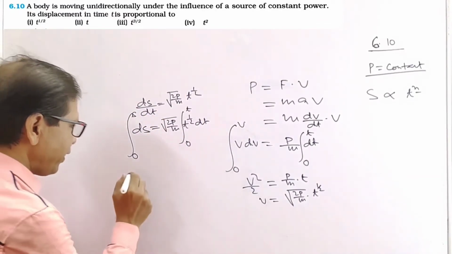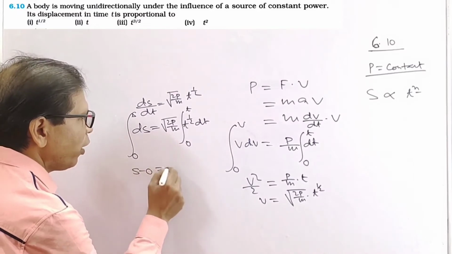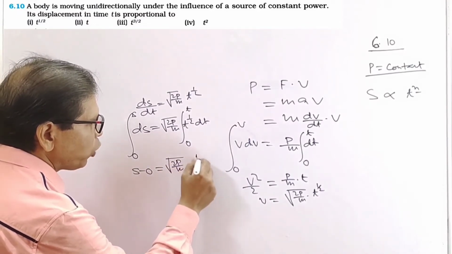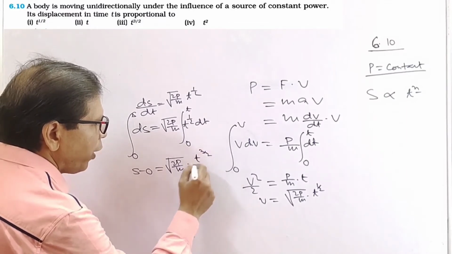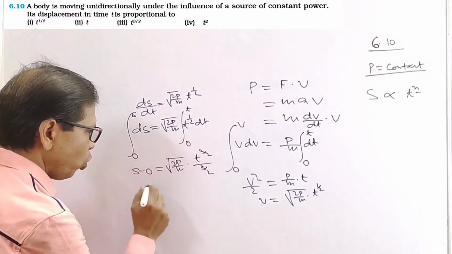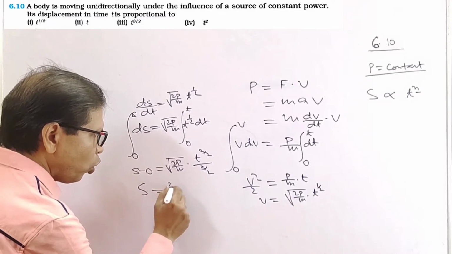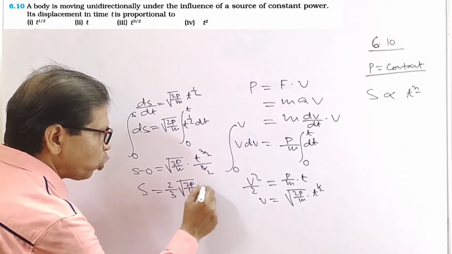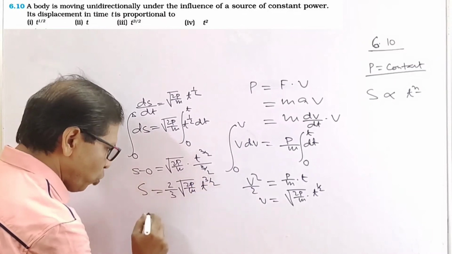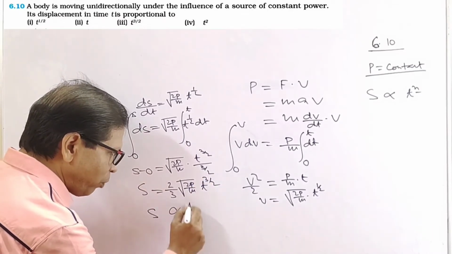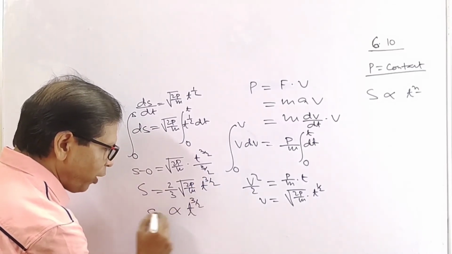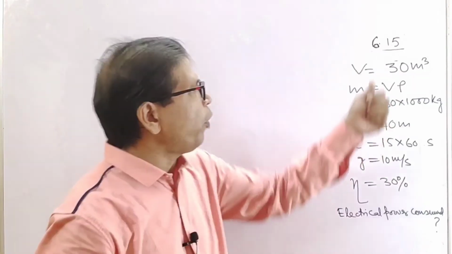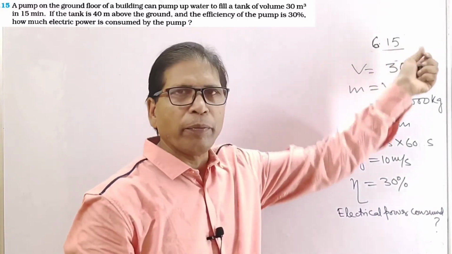So here s minus 0 equals root 2P by m, and this is t to the power 3 by 2 divided by 3 by 2. So s equals 2 by 3 root under of 2P by m into t to the power 3 by 2. So displacement is directly proportional to t to the power 3 by 2. Understood? Next.